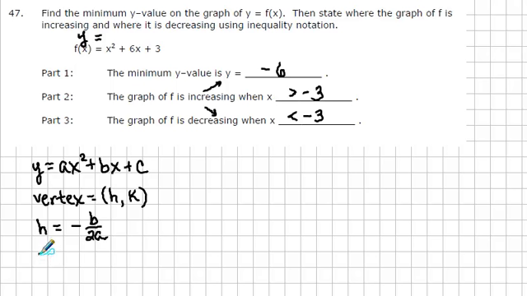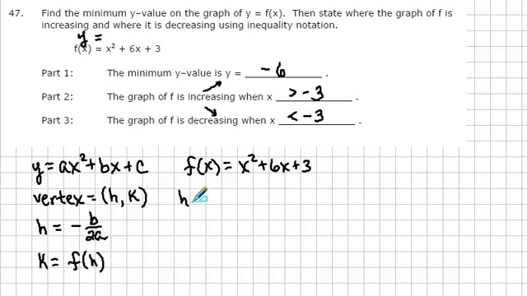In order to find the K value, you substitute the value of H into the function. So you just find f of the H value. So for this particular function, we have f of x is equal to x squared plus 6x plus 3. The vertex will have the form (h, k).